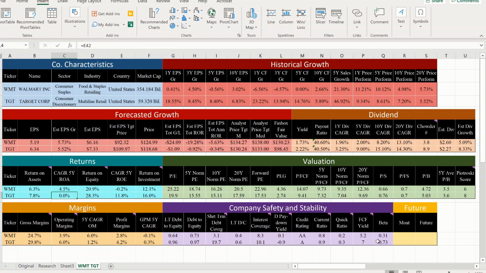Overall, Target has more debt relative to its assets and equity than Walmart, which I don't like to see. However, it is better equipped to manage and handle that debt and interest based on its cash and free cash flow. Based on this Excel sheet, I see Target as consistently the superior company.